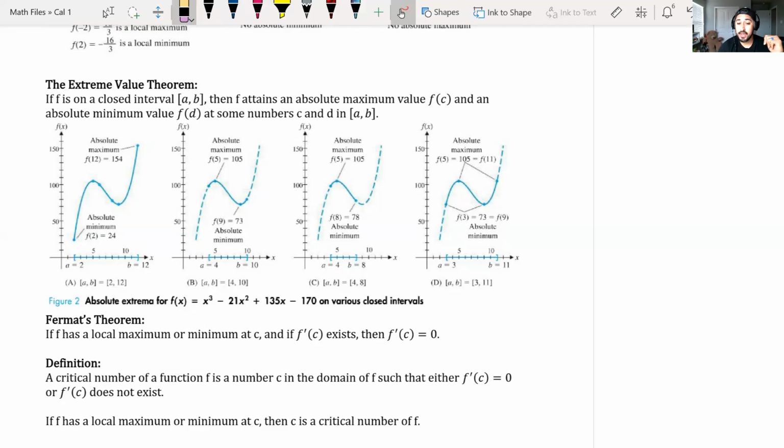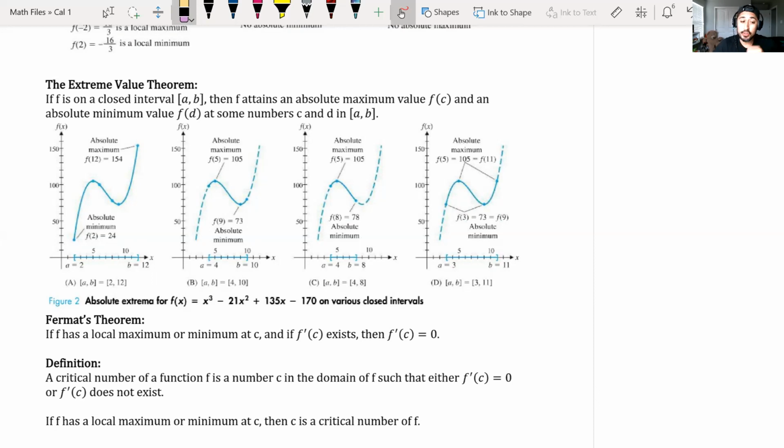And the reason we do that is, well, the next definition. We get into critical numbers. A critical number of a function f is a number c in the domain of f such that either the derivative at this critical number is 0 or the derivative at this critical number does not exist. If f has a local maximum or minimum at c, then c is a critical number of f.